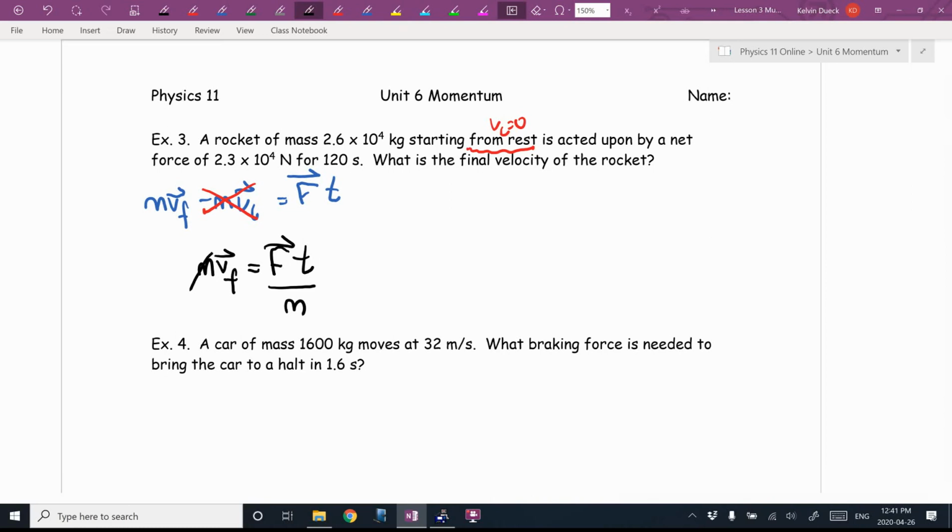Again, you can absolutely survive Physics 11 without the impulse equation, but it's sure a nice shortcut. And I will be asking you to find the impulse, so you need to know what it means, that it's the change in momentum, that change in anything is final minus initial, so I can find it by going mv final minus mv initial, or force times time. The force, it says, is 2.3 times 10 to the 4th. The time, it says, is 120 seconds. The mass, it says, is 2.6 times 10 to the 4th.